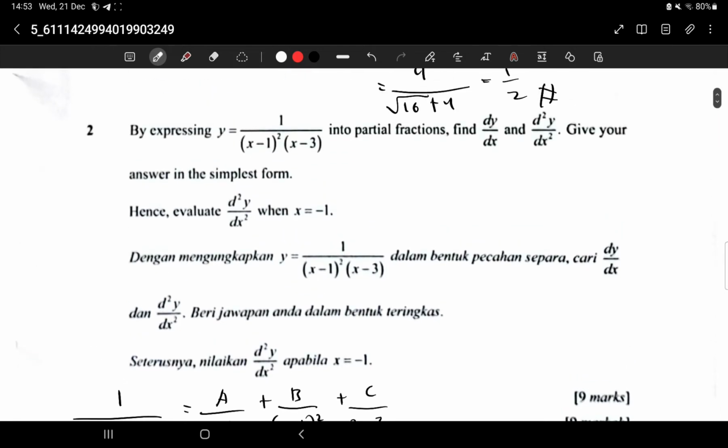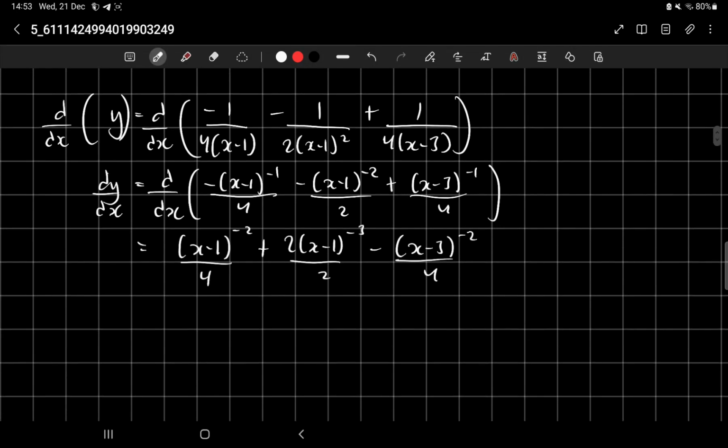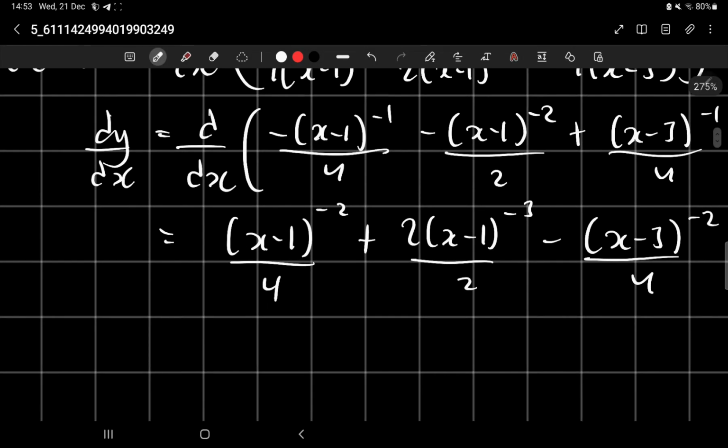So now we want to find our second derivative. Oh man, I forgot the term. First derivative, yeah, we are currently going to find our second derivative. Okay, so here is dy/dx, right?